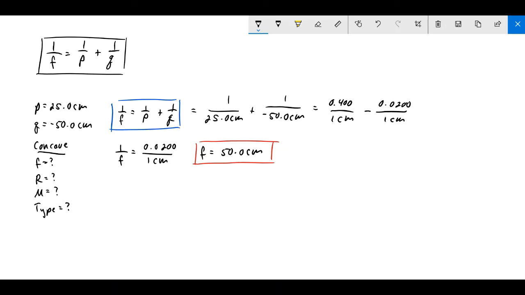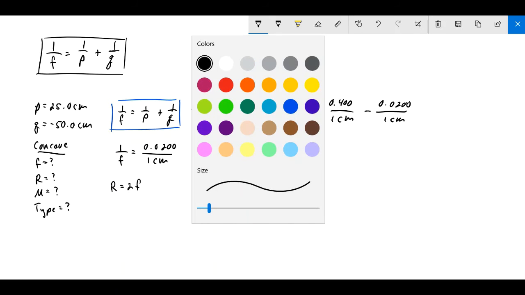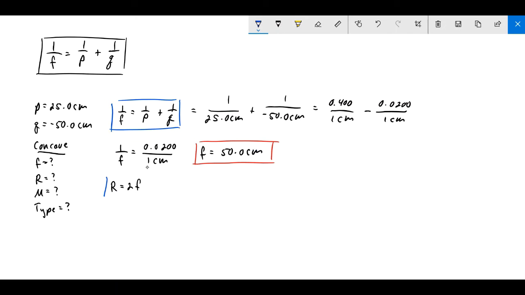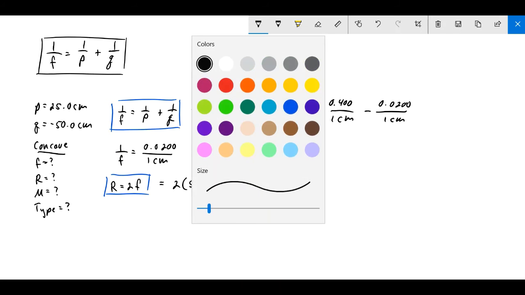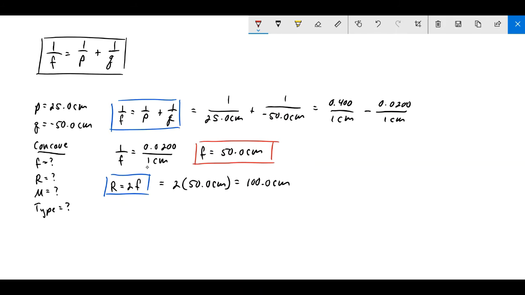So what would the radius of curvature be? Well, the radius of curvature is going to be 2 times the focal length. So I have 2 times my 50 centimeters. No surprise, we've got a 100 centimeter radius of curvature for this particular mirror that we're looking at.